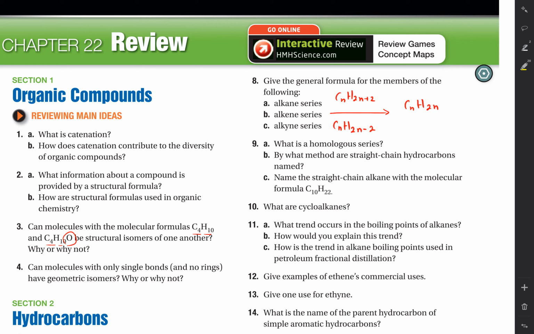Part C. Name the straight chain alkane with the molecular formula C10H22. Okay, 10 becomes deca or dec, and the suffix would be ane. So C10H22 straight chain alkane is decane.